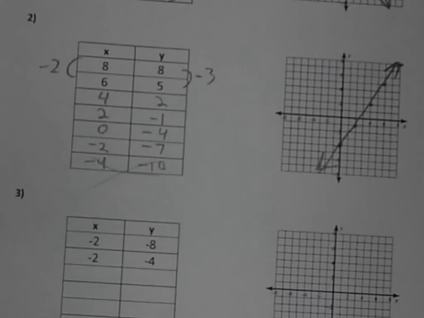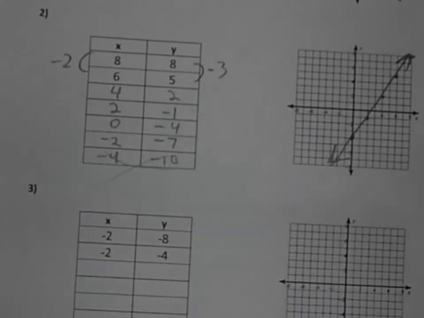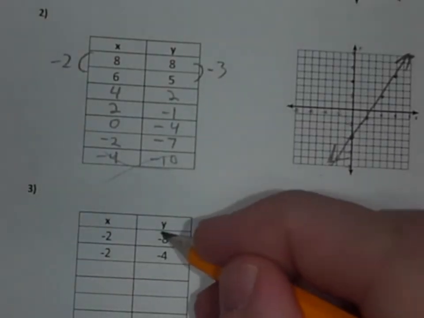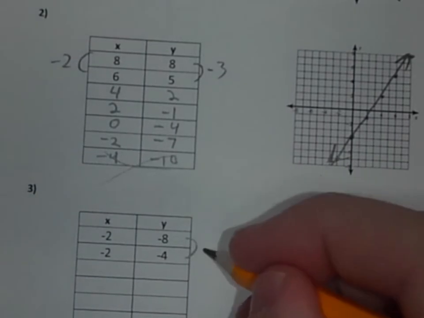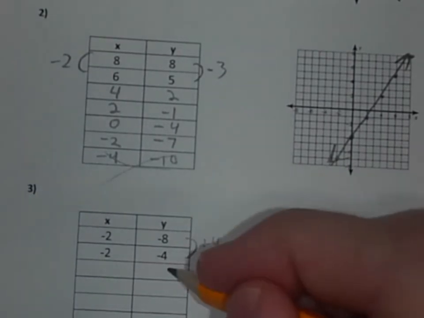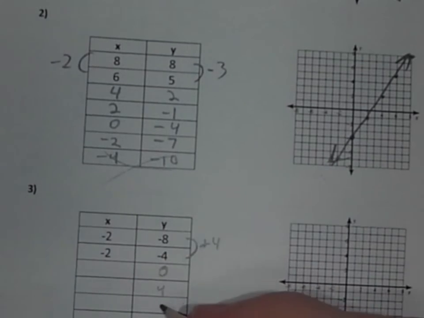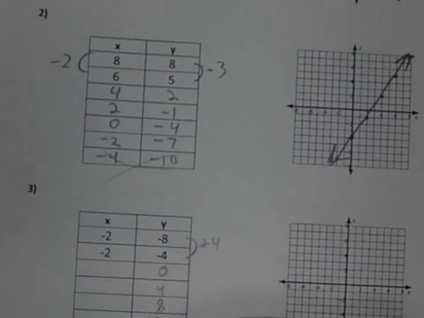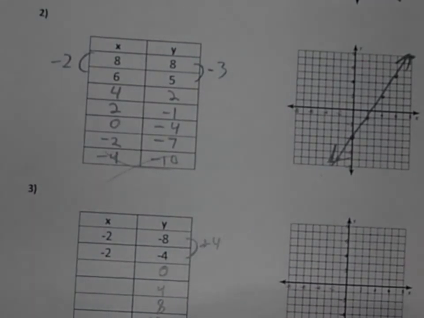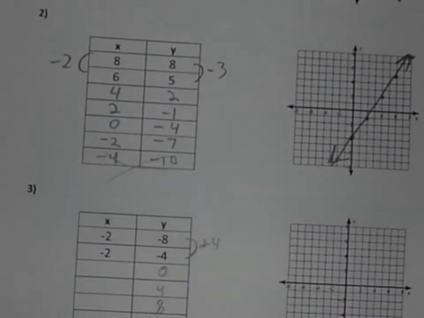Okay, now let's look at some of these trickier ones. So like number 3 is one that I would call tricky, because when we look at this, the y's are actually going up 4, right? So that's not very tricky. It would go to the 0, 4, 8, 12, 16. A couple of those points wouldn't fit on our graphs, but that's fine.